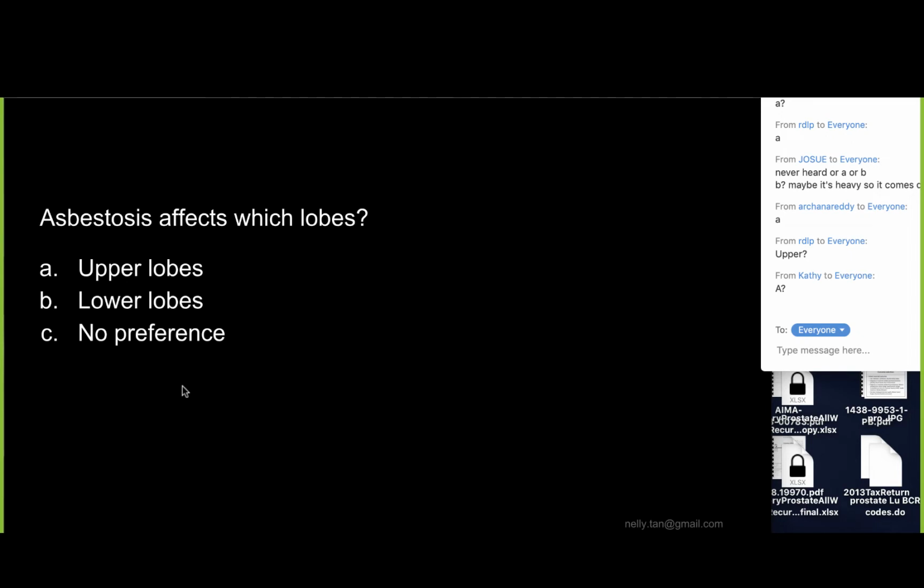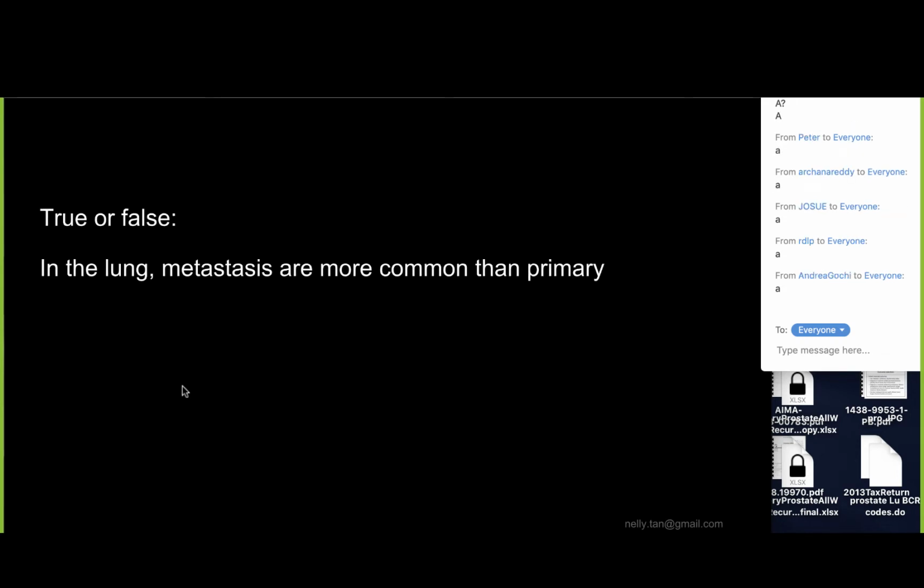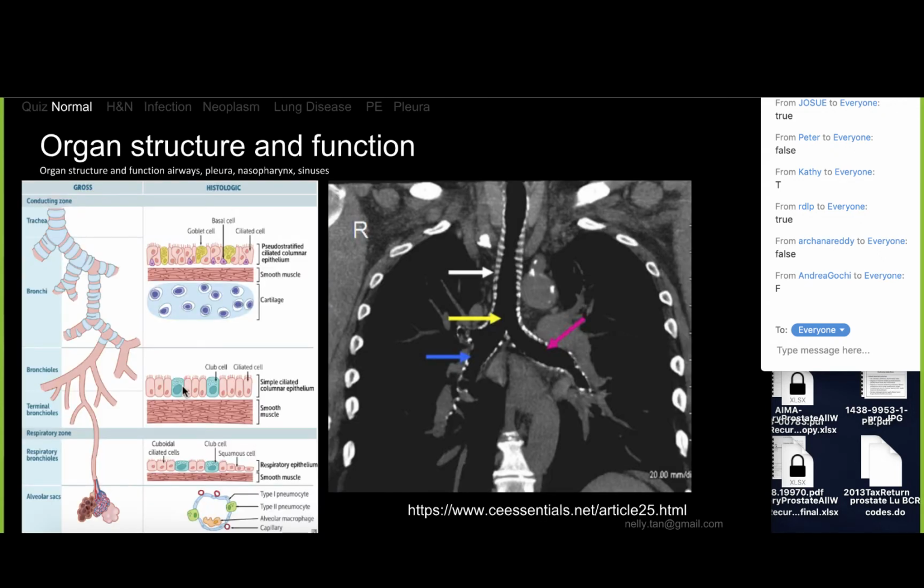Upper, okay. Half of the patients with eosinophilic pneumonia have what underlying condition? Asthma, asbestosis exposure, smoking history, lung cancer. Okay, good. True or false? In the lung, metastases are more common than primary cancers. True or false? False, true, true, false. Okay. You guys are awesome.